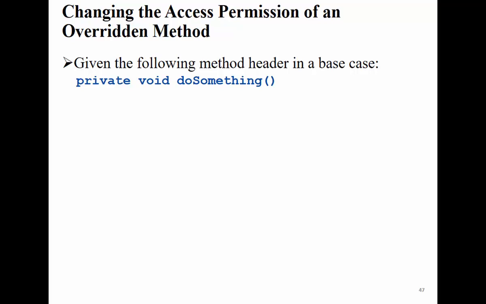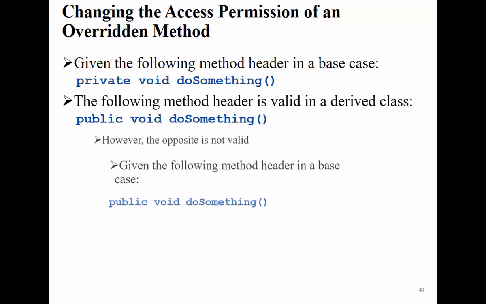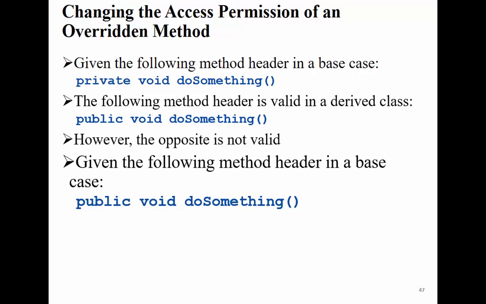Okay. Now, changing the access modifiers. If you have a superclass, and there's one method defined as private. You decide to override this method inside the subclass by saying public void do something. That's okay. The superclass method was private. Now you decide to override it and make it public inside your subclass. That's okay, no problem. The opposite is not valid.